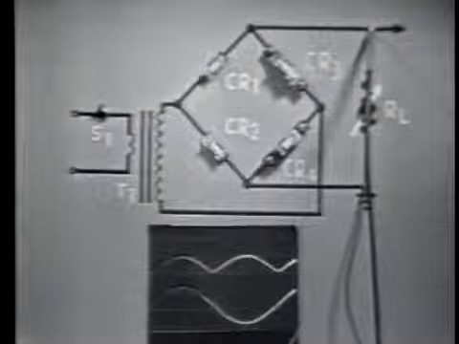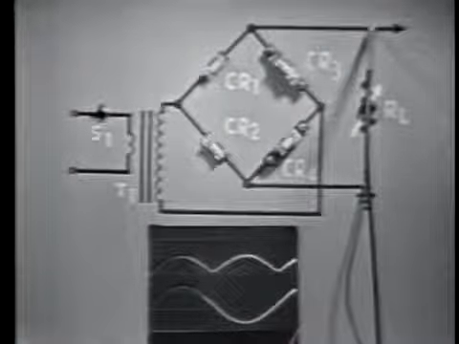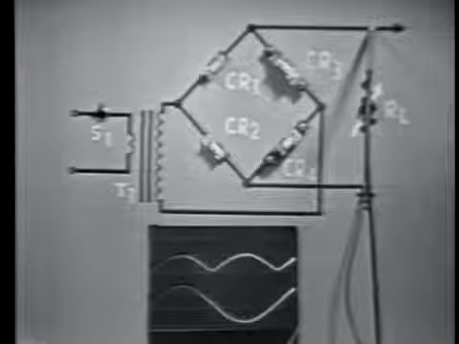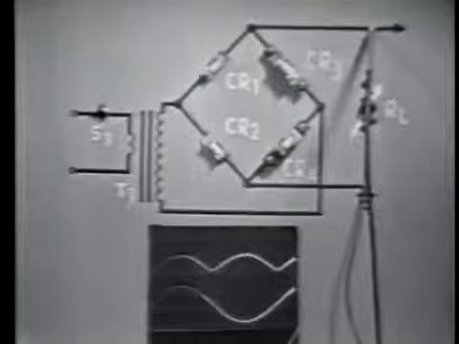The circuit develops an output peak voltage as seen on this oscilloscope, which we've connected across the output. Now the lower trace represents the input AC signal, and the upper trace represents the output DC voltage.